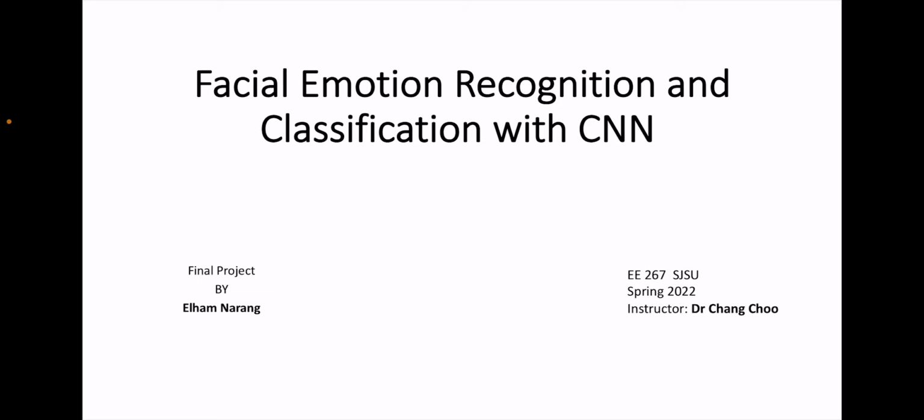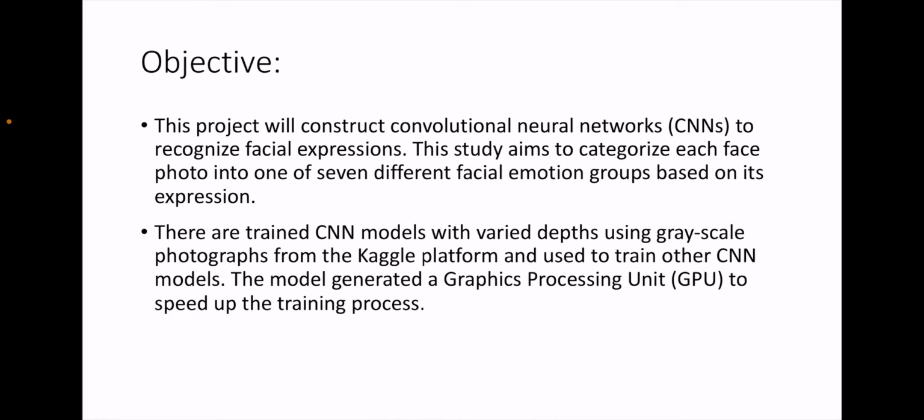My topic is facial emotion recognition and classification with CNN. Artificial intelligence and pattern recognition researchers commonly cite facial expression recognition as one of the most critical research areas in the artificial intelligence and pattern recognition domain. This project will construct a convolutional neural network to recognize facial expressions. This study aimed to categorize each face photo into one of 7 different facial emotion groups.